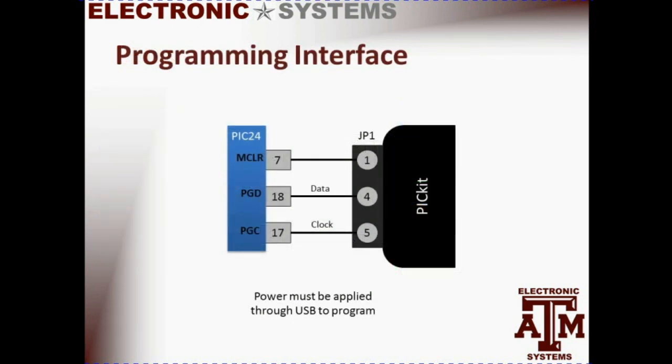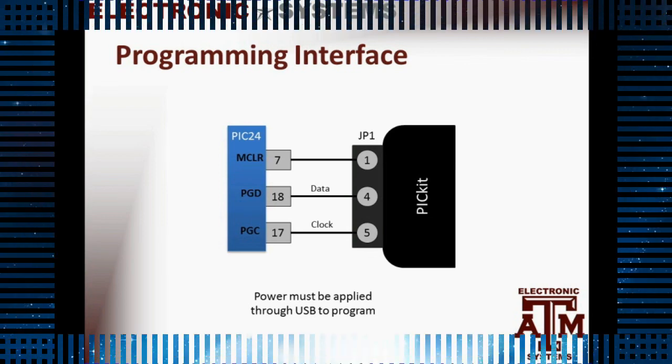This diagram shows how the Picket programmer is connected to the NESI board in order to program the device. The arrow on the Picket programmer should be connected to the pin marked with an asterisk on the board. And remember that power must be applied via USB in order to program the device.